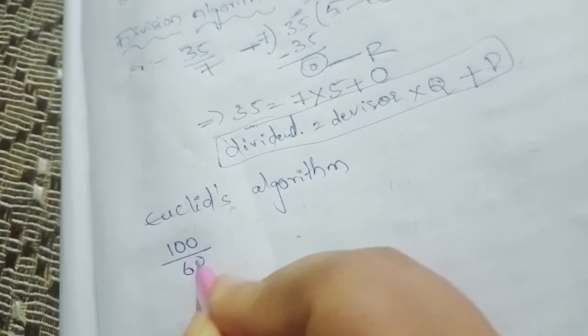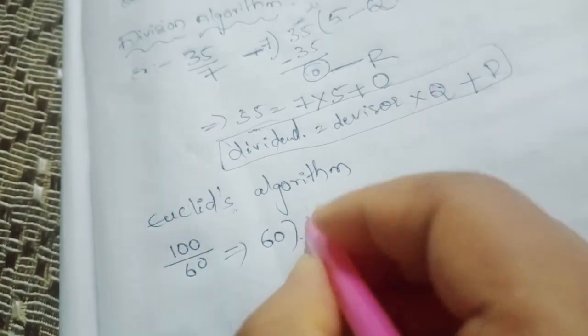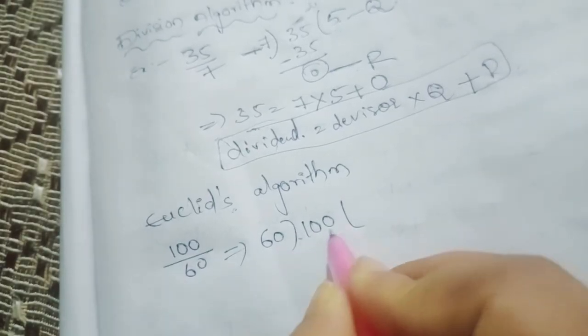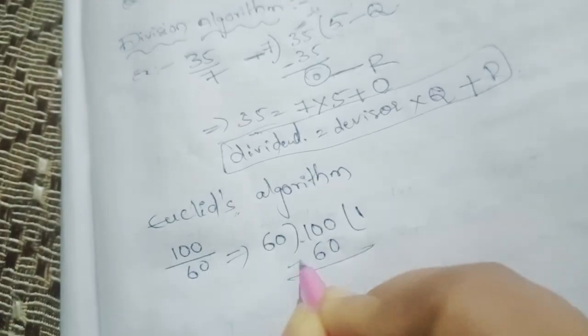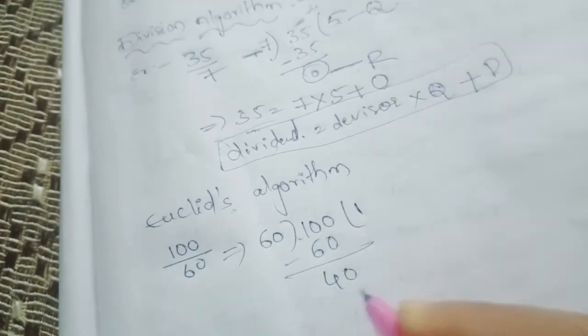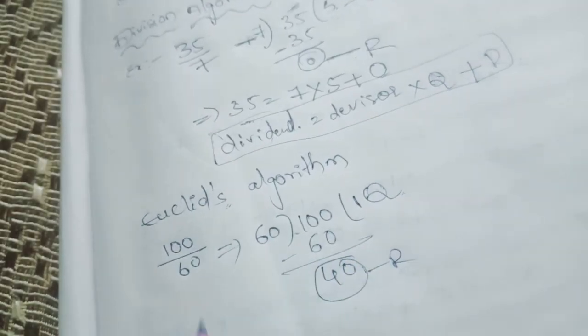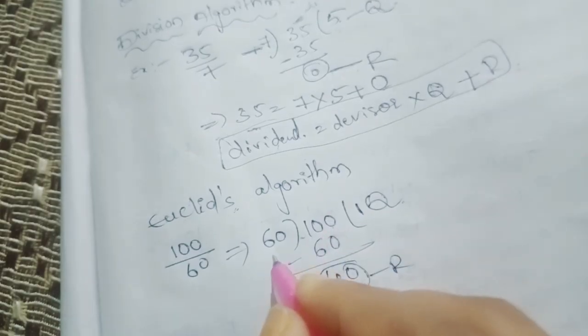Another example, 100 by 60. In division form, 60 divided into 100. How many times does 60 go into 100? 60 once is 60. 100 minus 60 is 40. So this is the remainder, this is the quotient, this is the dividend and this one is the divisor.